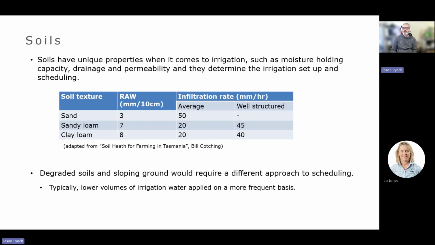If we do have degraded soils, and nothing beats putting the spade out and having an understanding of the soil structure score, or we're on sloping ground, because the water's going to move rapidly from high slope down to low slope, we need to undertake a different approach to irrigation scheduling. With degraded soils and sloping ground, typically we're talking about lower volumes of water applied on a more frequent basis. If we irrigate them just the same as we would a well-structured soil or flat ground, we will potentially waste a lot of water.